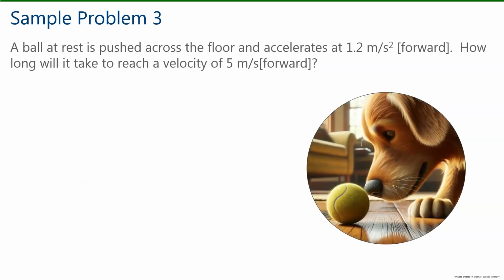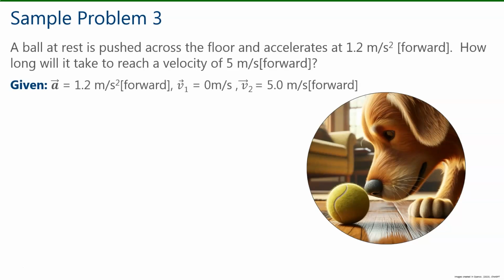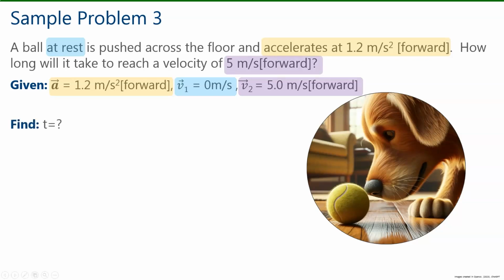A ball at rest is pushed across the floor and accelerates at 1.2 meters per second squared forward. How long will it take to reach a velocity of 5 meters per second forward? So our first step is to pick out the information we're given in our problem. We're given that the acceleration is 1.2 meters per second squared forward. We're given that the initial velocity is 0 because it tells us that the ball was at rest. It's asking us about reaching a velocity of 5 meters per second forward, so that would be our final velocity. We're asked to find the time. It says, how long will it take?